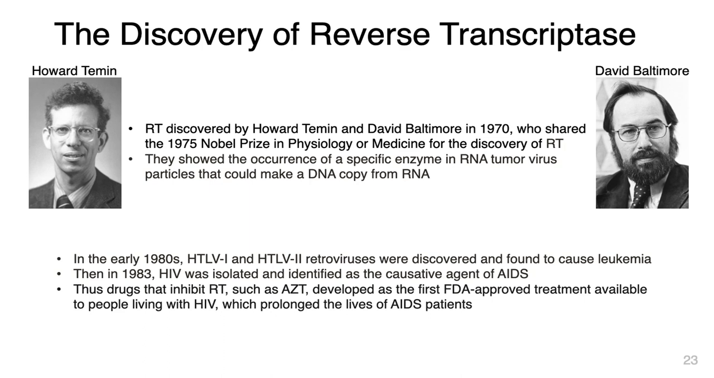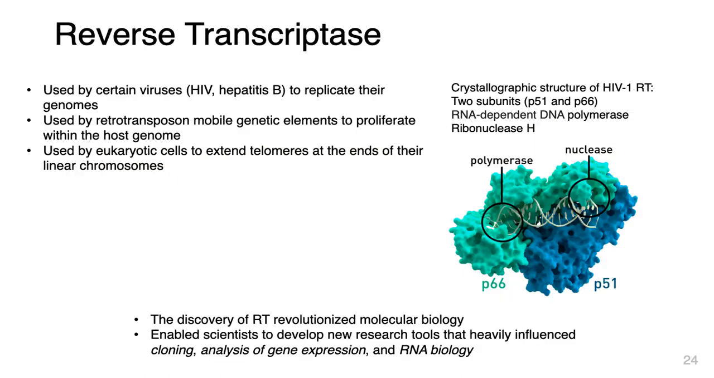It's interesting that within a decade, in the early 80s, HTLV-1 and 2 retroviruses were discovered and found to cause leukemia, and then in 1983, HIV was isolated and identified as the causative agent of AIDS. Thus, scientists started making drugs that inhibit RT, such as AZT, which was developed as the first FDA-approved treatment available to people living with HIV and prolonged the lives of AIDS patients.